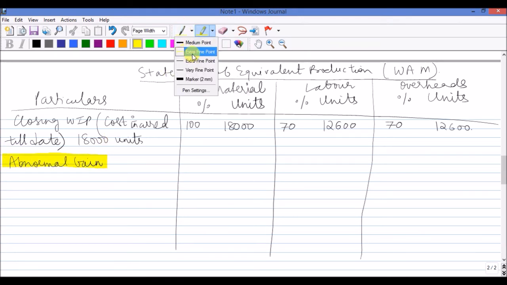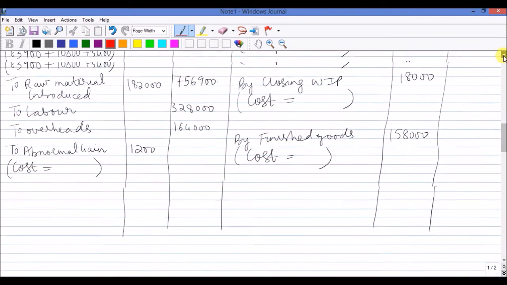Abnormal gain, what you need to remember is it is always 100%. This you need to remember, friends. It is always 100% because the product is made in full and you have made something extra than the normal capacity or the normal loss. So this is abnormal gain. It is always taken as 100%, friends. So don't make the mistake.